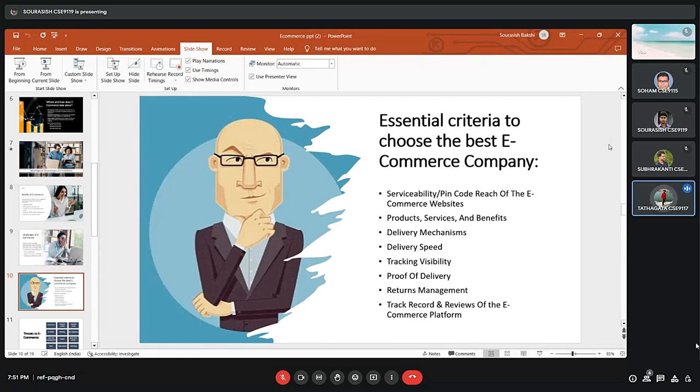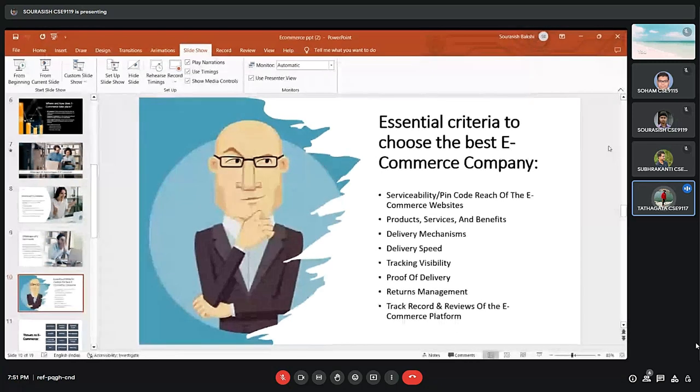The best e-commerce company is always the one that has a clear policy and system for transmitting the proof of delivery, so that customer complaints can be clearly documented and the delivery personnel is held accountable for the condition of the product at the time of delivery.